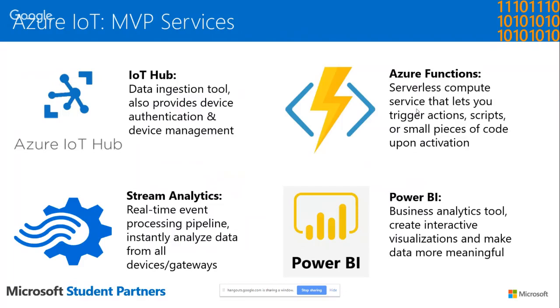The second piece is Stream Analytics, and this allows you to do real-time event processing. This is essentially a way for you to take your data, perform the calculations or computations that you need on it, and then pass it into your other services, whether that's storage, Azure Functions, Power BI, or even something else entirely. This is your data cleansing pathway.